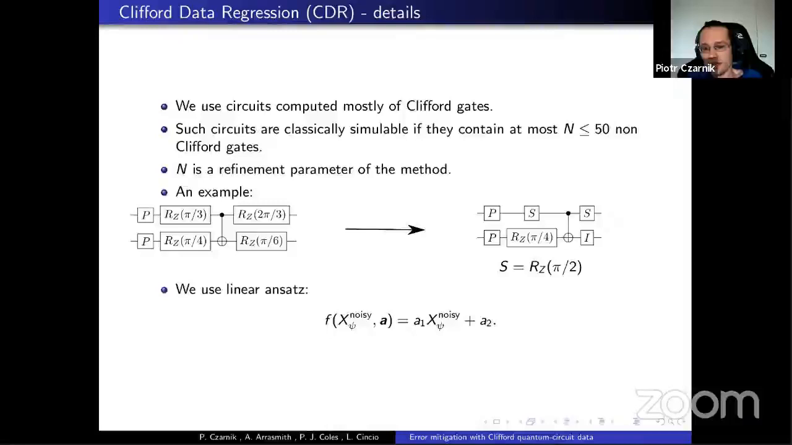The second technical element about which I would like to talk is the actual ansatz which we use to learn the relationship between noisy and exact data in our training set. So we use a very simple ansatz, which is just a linear ansatz. It tells you that we hope to learn the exact expectation value by just rescaling and shifting the noisy expectation value. We have these two parameters, A1 and A2, which describe these parts of the transformation.